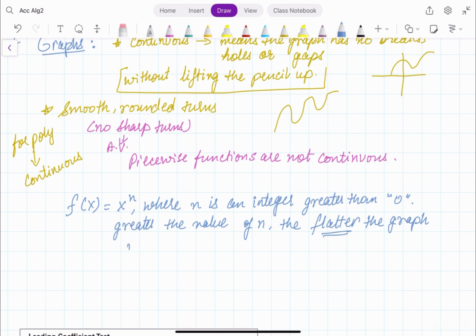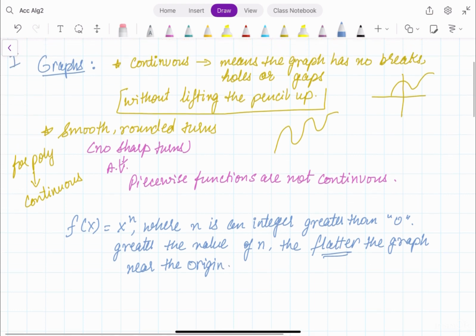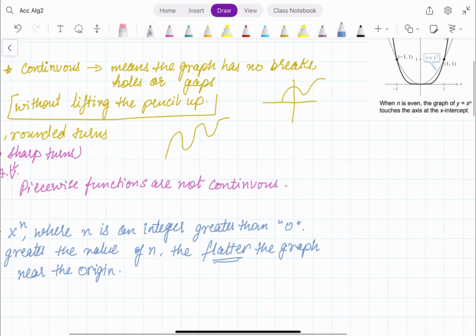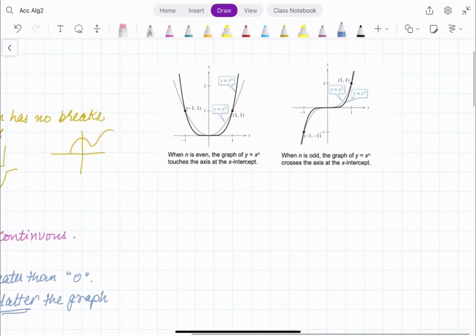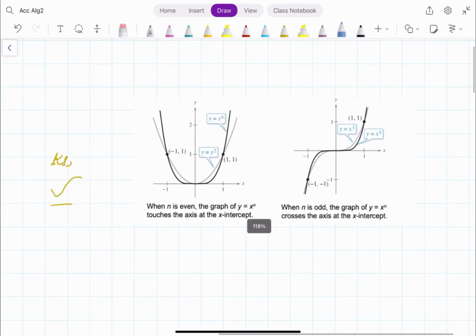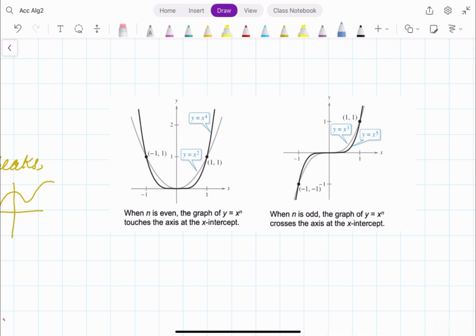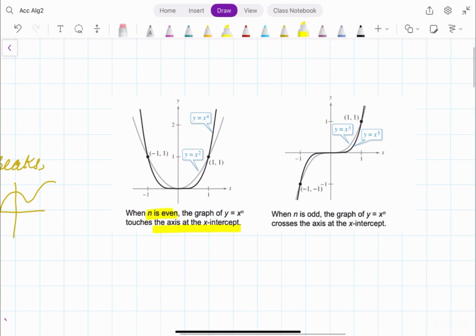How it will work, you will see with practice, with more questions that we will do, and how the graph will look when we increase the power of n. For example, x squared is a U-shaped graph, right? But when you graph x to the power of 4, it will be a flatter graph. Let's see. The gray graph is x squared and the black graph is x to the 4. You can see the graph of x to the 4 is flatter at the origin.